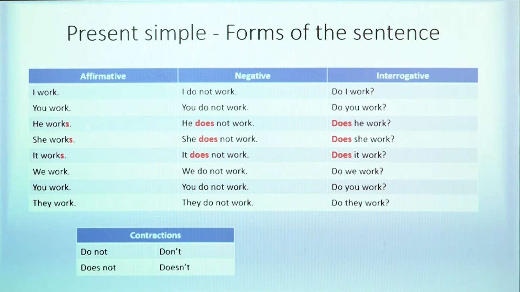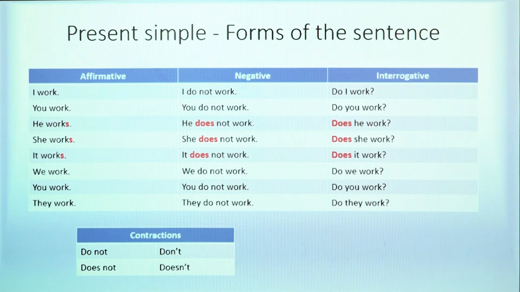Third person singular. We need to be careful here because we have to add the ending s to the main verb in affirmative sentences. When we have negative sentences, we don't add the ending s to the main verb, we add it to the auxiliary verb. For example, he does not work. The affirmative, he works. The negative, he does not work.